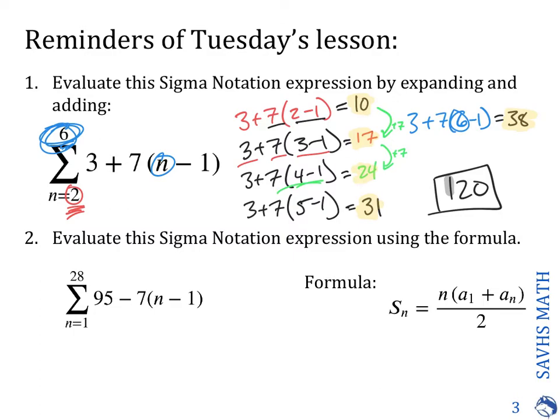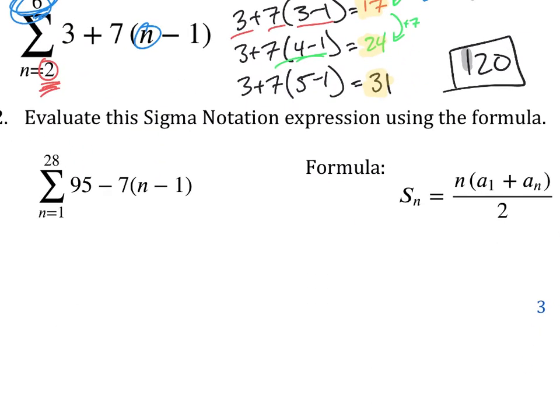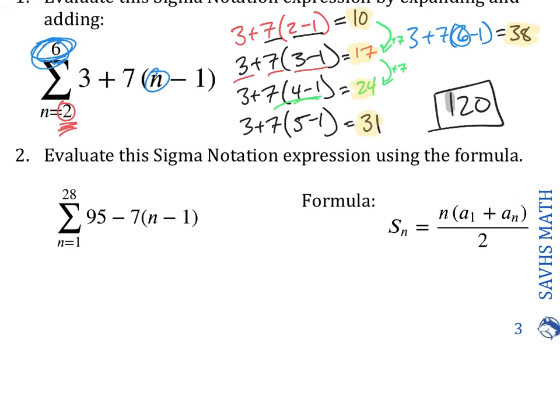This one down here says we need to use the formula, and so we can set that up. So n is the number of terms that you're adding. You can usually just think about it as the upper bound of the series because our lower bound is usually going to be 1. Just make sure that the lower bound is 1, but if it is, then you can look at the upper bound, and that's how many terms you're going to add. So n is 28 here.